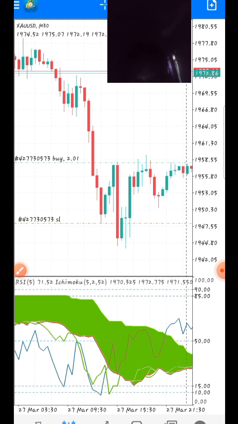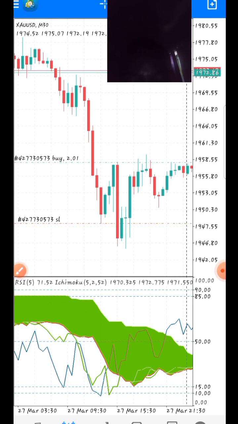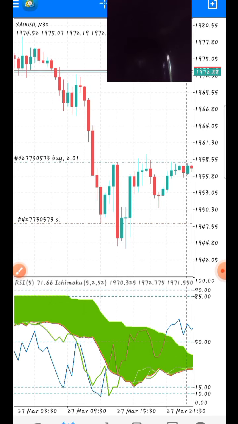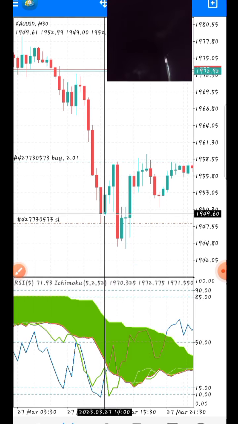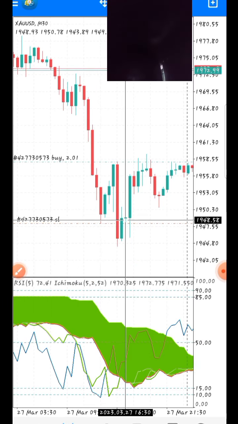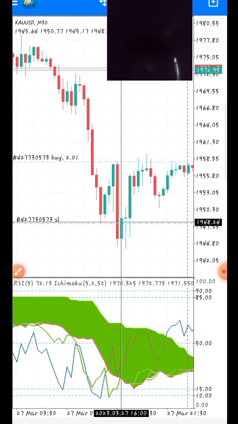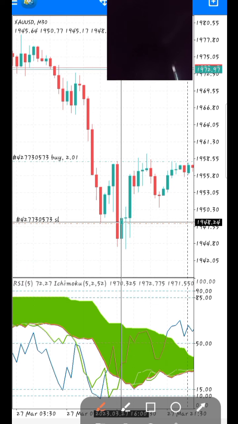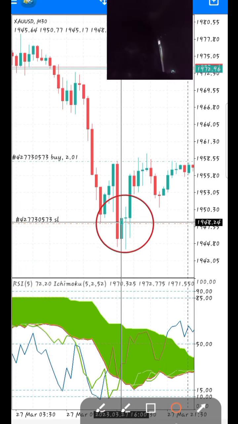when the Ichimoku touches the oversold line and the Chikou span returns back into the cloud, you can see it right here, that when the Chikou span returns back into the cloud, that is when we'll have this bullish movement going back. Also, if you look at the candle formation, you see what we have right here.